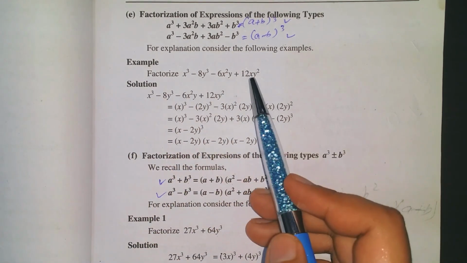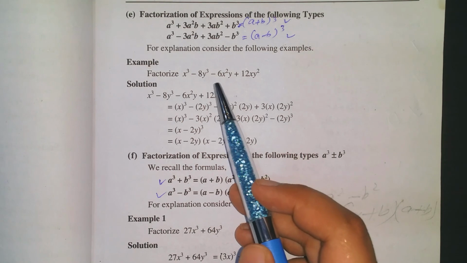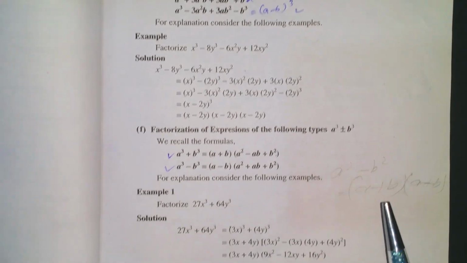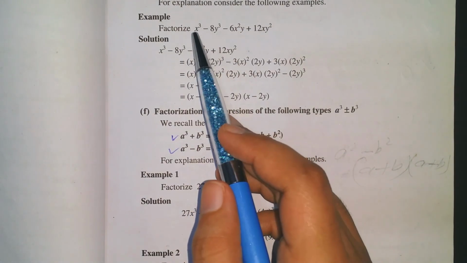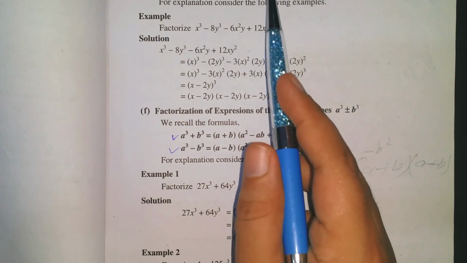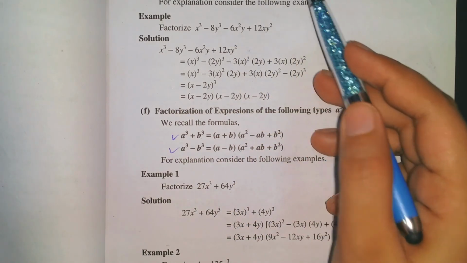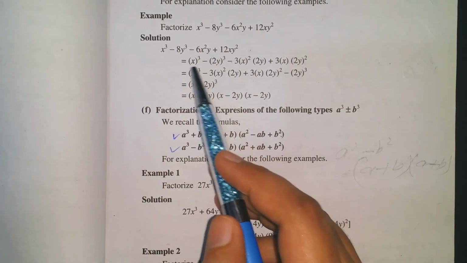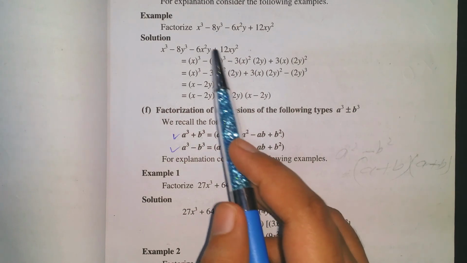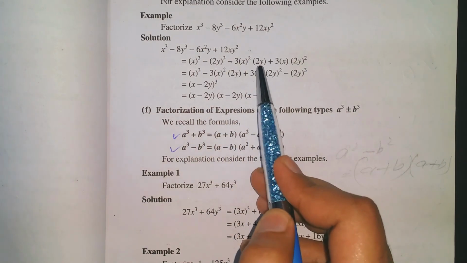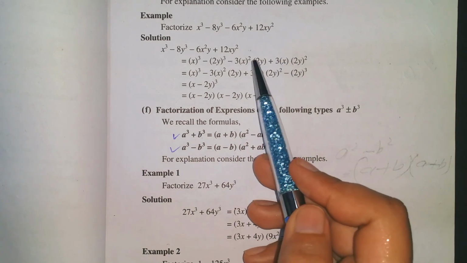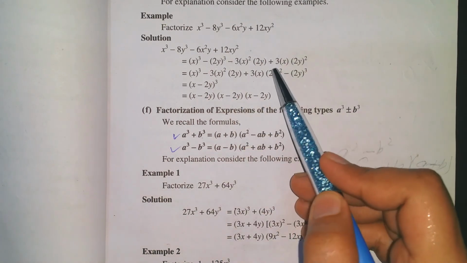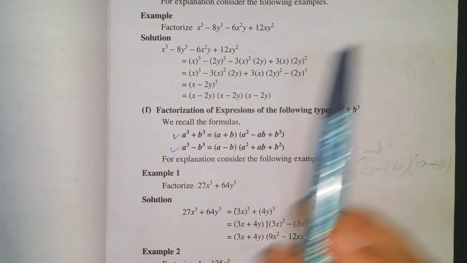So we factorize this term: x cube minus 8y cube minus 6x square y plus 12xy square. In simple words, this is the formula of (a plus b) square or (a minus b) square. We can write x cube as x cube minus (2y) cube minus 3 into x square 2y. 3 into 2 is equal to 6. So 6x square y can be written as this term, and 12xy square can be written as this term, 3 into x into (2y) square.